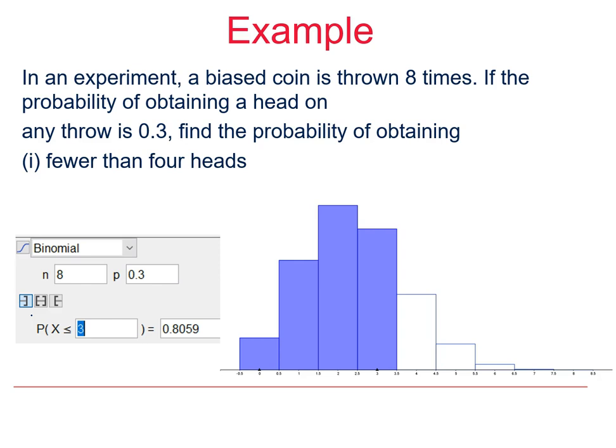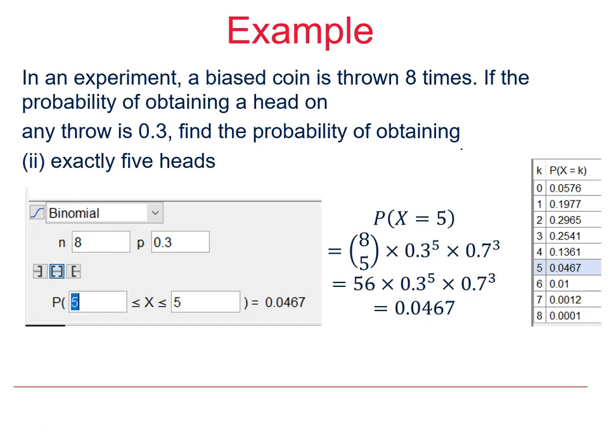So if we have a look at the first problem, fewer than 4, and as we said, that's less than or equal to 3, and this is just showing you the shape of the distribution. You can see the probabilities at the extreme ends here get very, very small. Obviously we have a positive skew here because p is only equal to 0.3. And you can do that directly on GeoGebra using the probability distribution function, and we get the answer to 3 significant figures, 0.806.